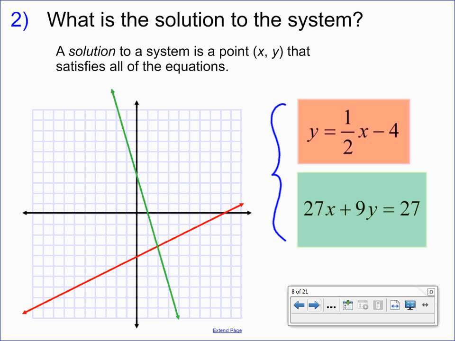Go ahead and tell your partner the solution to the system based on its graph. Be ready to share with the class when I call on you. We're going to decide which ordered pair x comma y satisfies all the equations in the system, and be ready to share.